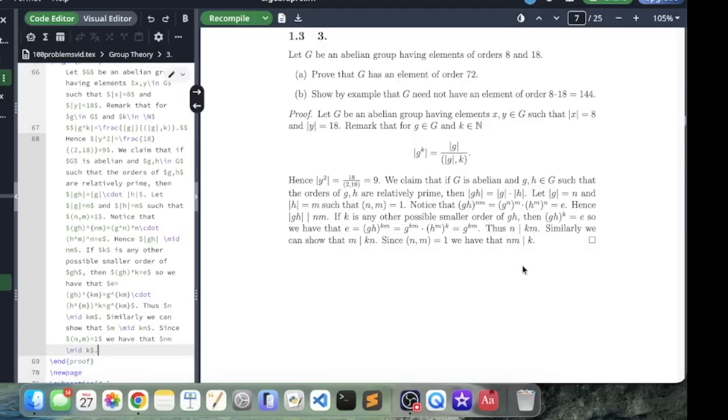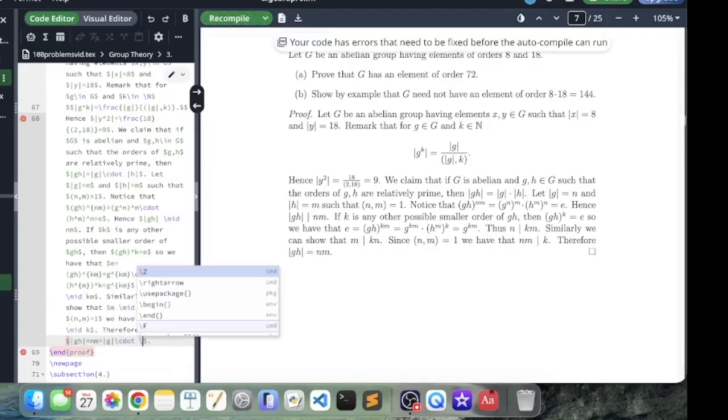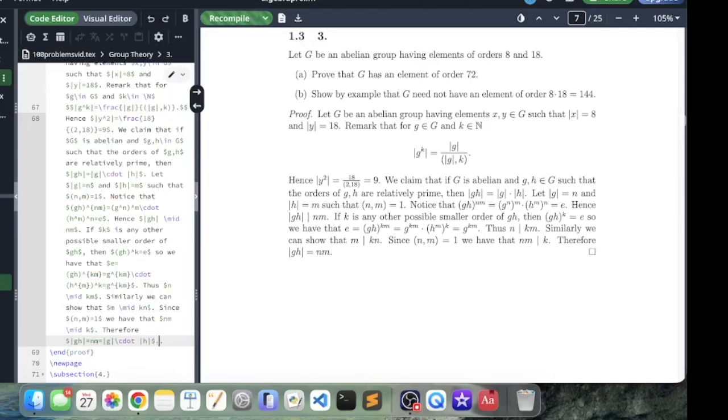Okay, and now we've showed it divides both ways. The order of gh divides nm, and nm divides any other possible order of gh. Therefore, the order of gh is equal to nm, which is the order of g times the order of h. So maybe I'll write that so it's explicit. Okay, so we have our claim.